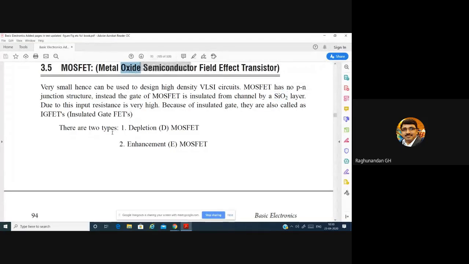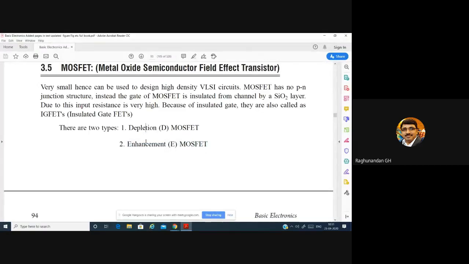So in this there are two types: depletion MOSFET and enhancement MOSFET. Depletion MOSFET is taken as D MOSFET, and enhancement MOSFET we call in short E MOSFET. Again, this depletion MOSFET is classified into two types: N channel D MOSFET, P channel D MOSFET. Again, this enhancement MOSFET is classified into two types: N channel E MOSFET, P channel E MOSFET. So we'll study one by one.